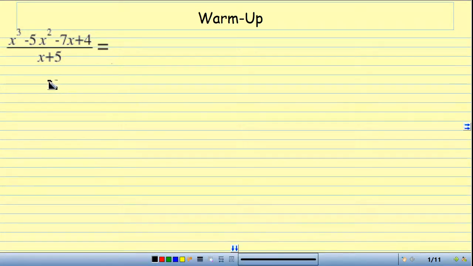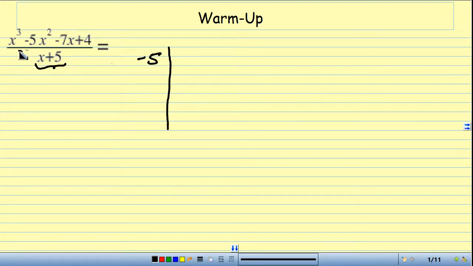First thing you do, you notice it's divided by x plus 5. So, we are going to take the opposite of adding 5, or plus 5, which is negative 5. So we got negative 5 right there. Going to give us some room.